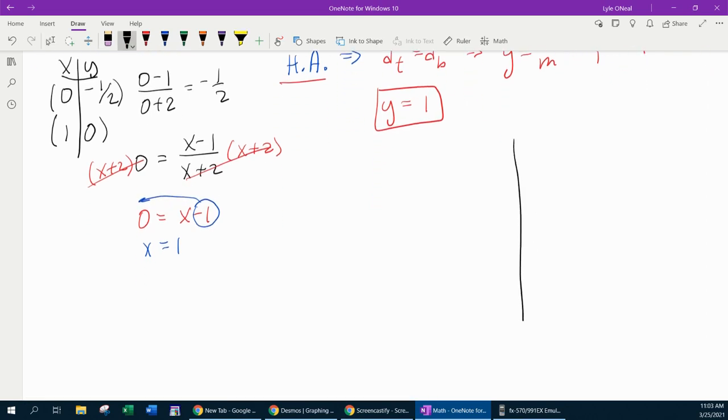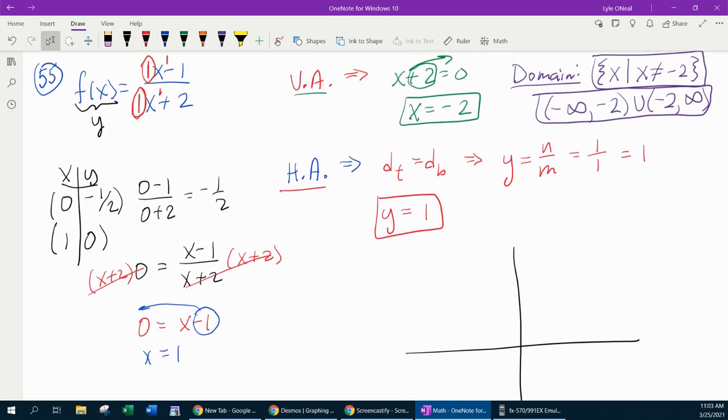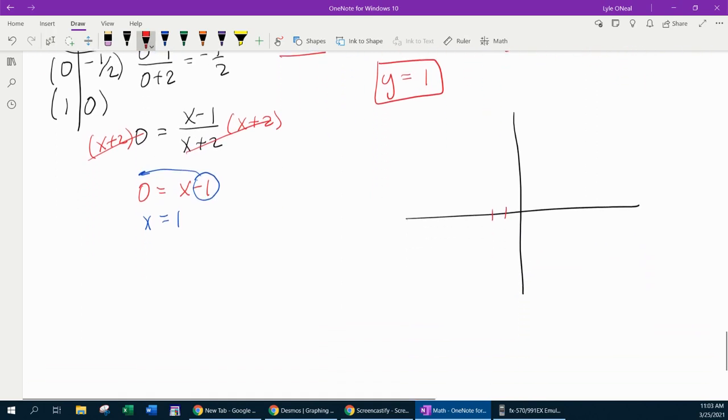So we're going to construct our x, y coordinate system. And the first thing that I like to do is lay down the asymptotes. Remember, the asymptotes are like your guidelines for the function. So at negative 2, we're going to have a vertical asymptote. Asymptotes are usually represented by dotted lines. And at y equals 1, we're going to have a horizontal asymptote.